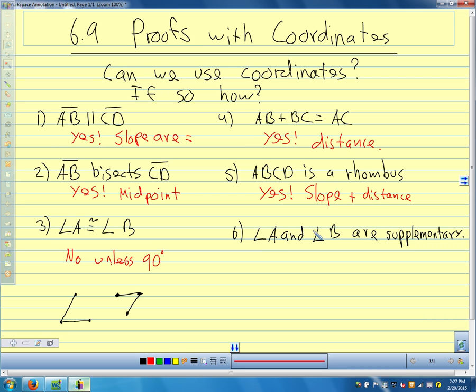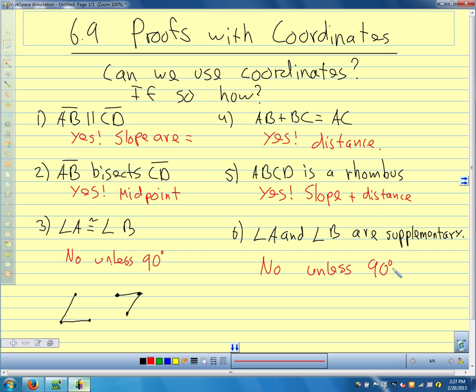Tanner, can we decide if these two angles are supplementary? No. But let's think about number 3. Unless we can figure out they're both 90 degrees. So in general, no, unless they're 90 degrees. If they're both 90 degrees, then we could say they're supplementary. But that's really a special case.